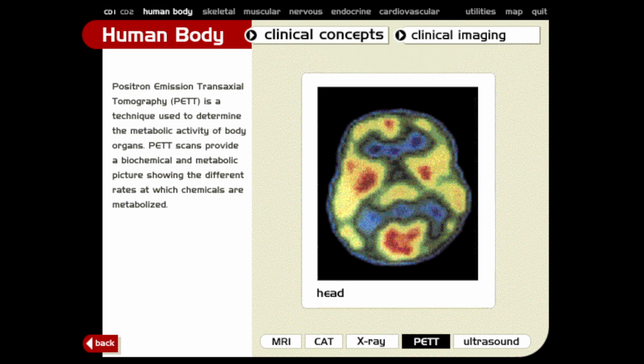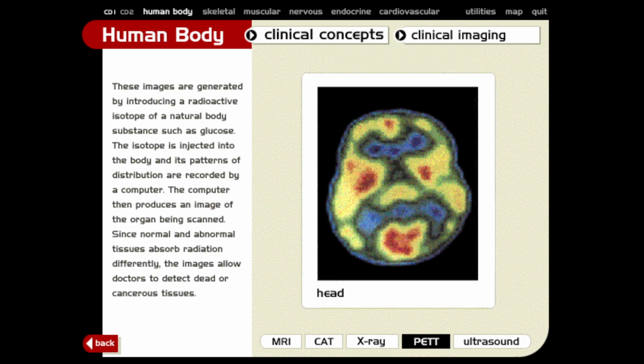Positron emission transaxial tomography, PET, is a technique used to determine the metabolic activity of body organs. PET scans provide a biochemical and metabolic picture showing the different rates at which chemicals are metabolized. These images are generated by introducing a radioactive isotope of a natural body substance such as glucose. The isotope is injected into the body, and its patterns of distribution are recorded by a computer. The computer then produces an image of the organ being scanned. Since normal and abnormal tissues absorb radiation differently, the images allow doctors to detect dead or cancerous tissues.